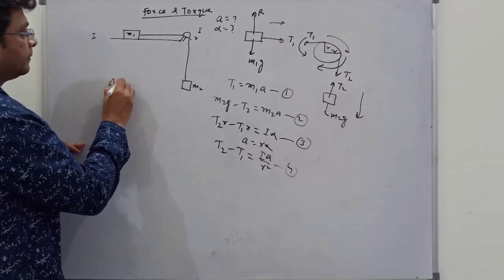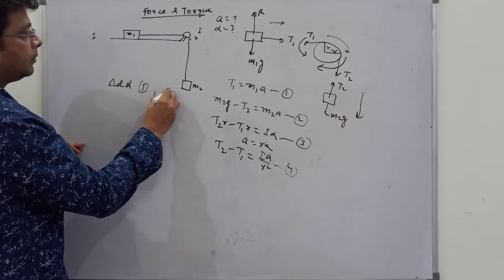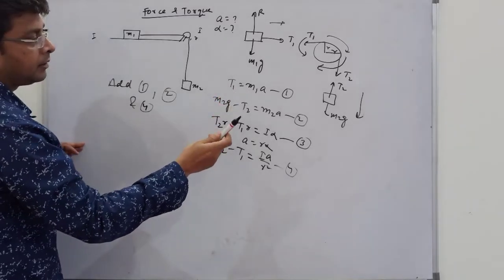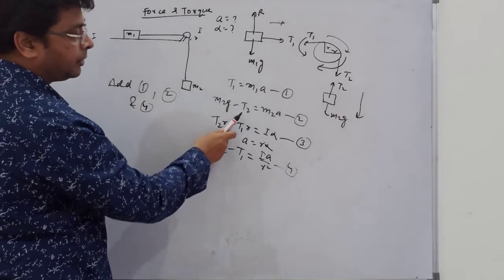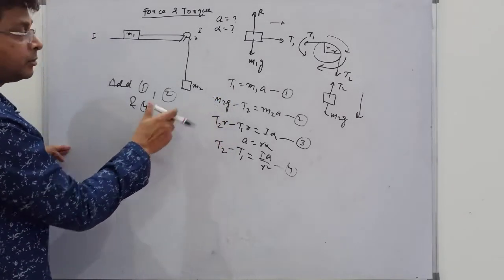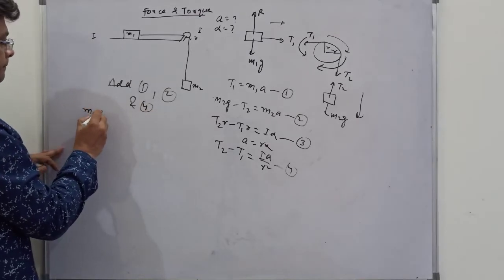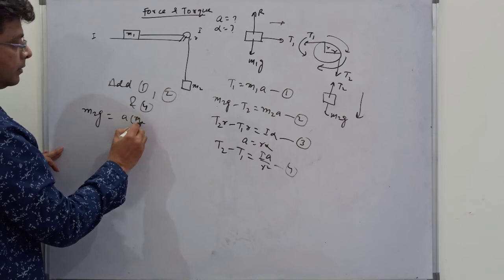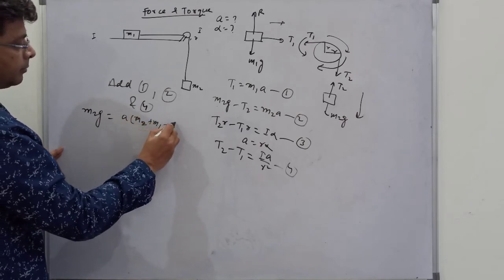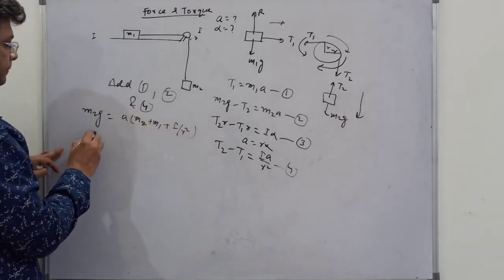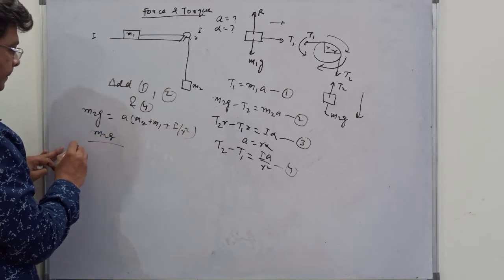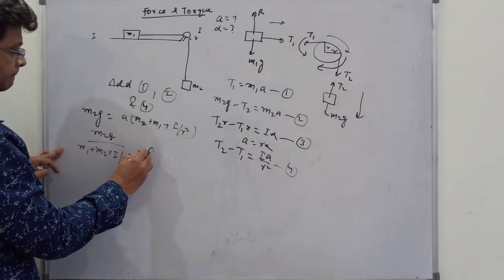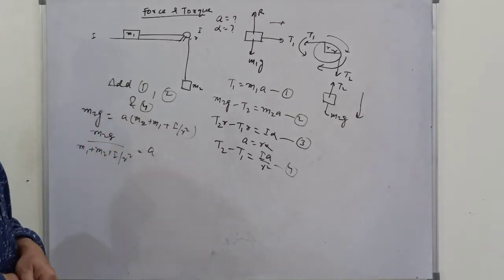Now add 1, 2 and 4. So T1 and T1 cancel, T2 cancels, what is left with me? Only M2G will remain on the left hand side. On the right hand side take A common, so M1 plus M2 plus I by R square. Right. This is the acceleration of the system.